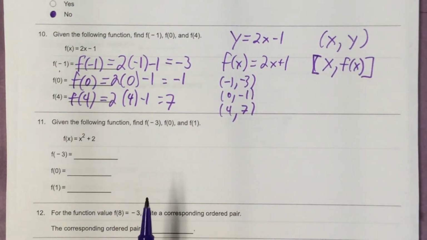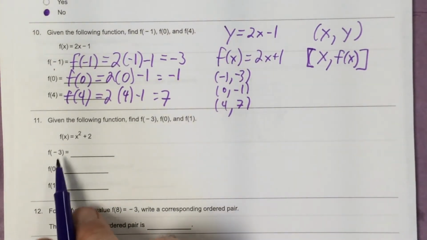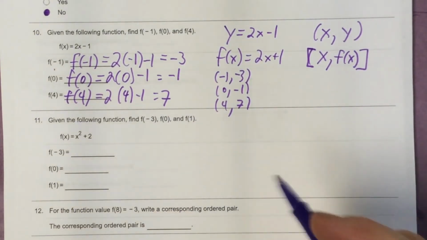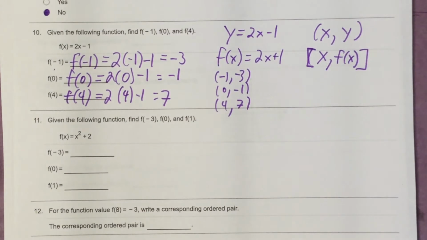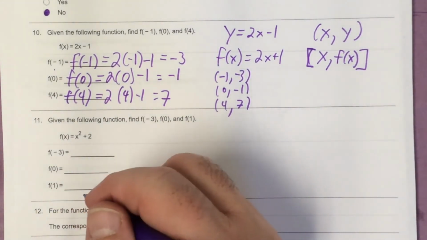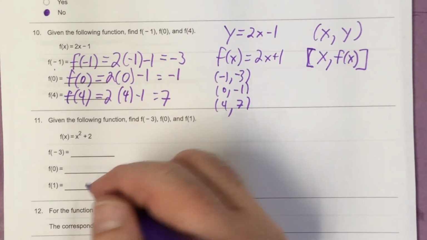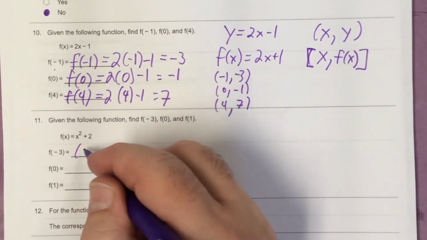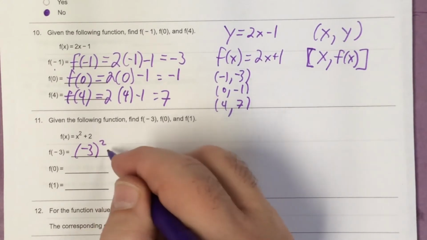Okay, that's number 10. Let's go to number 11. We have the function f of x equals x squared plus 2. We're asked to do the same thing we did above. You may want to just try to practice this a little bit and pause the video. Okay, if you didn't pause, we'll keep watching. Otherwise, you can check your work now.